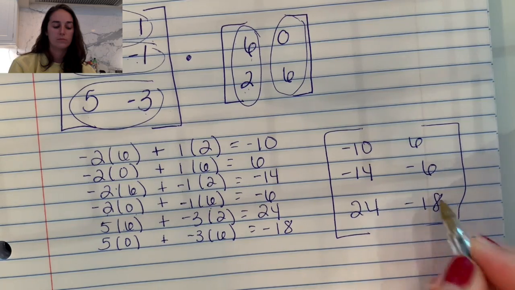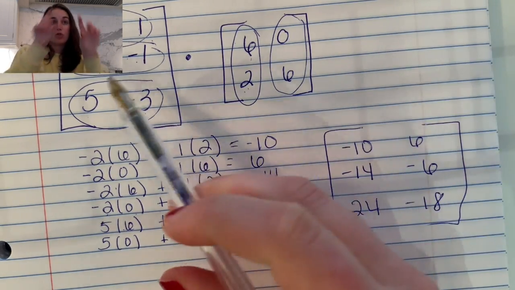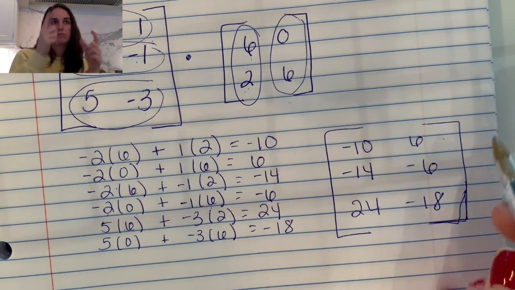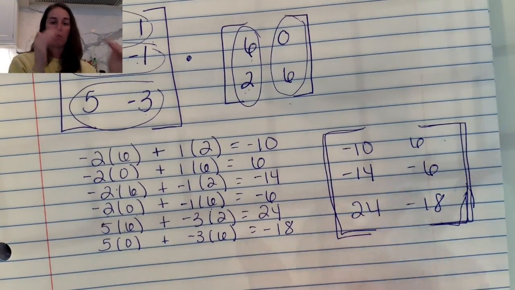24, -18. Sometimes I like to stop in the middle. Once I finish a row, I'll stop and write them in. If that helps you, you are welcome to do that. This was just me doing the whole thing at once.